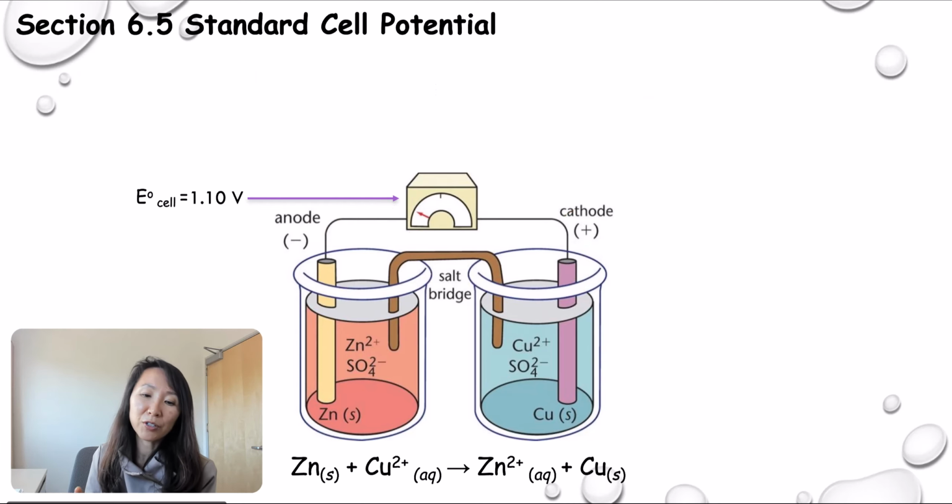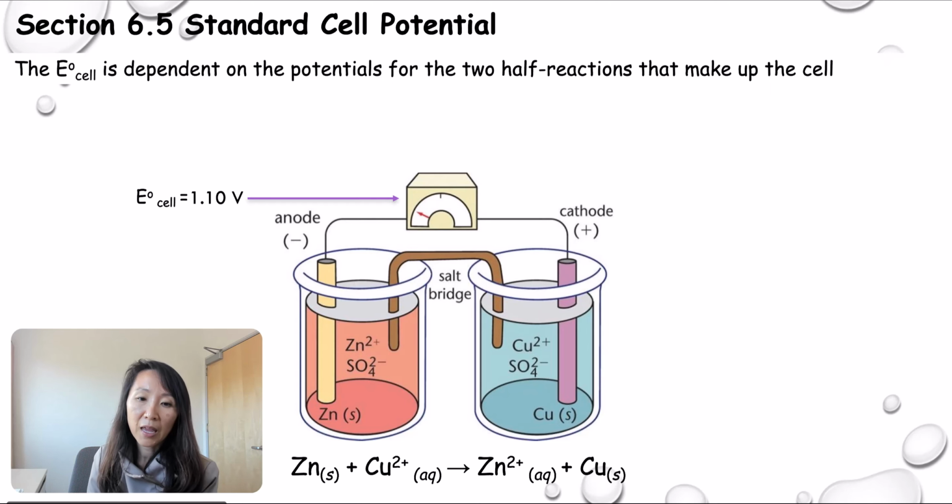But say you didn't know that it's going to be 1.10. How can we calculate and find out that this 1.10 is going to occur? And yes, we can calculate the standard cell potential without actually going through this entire device. The cell potential is dependent on the 2 half reactions that make up a cell. So let's find out the half reactions for these.